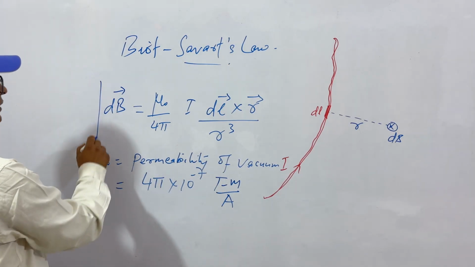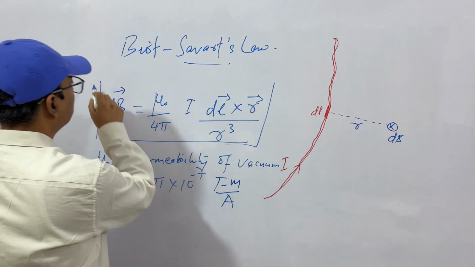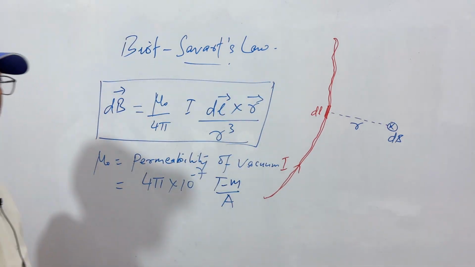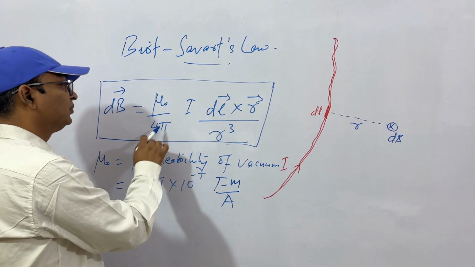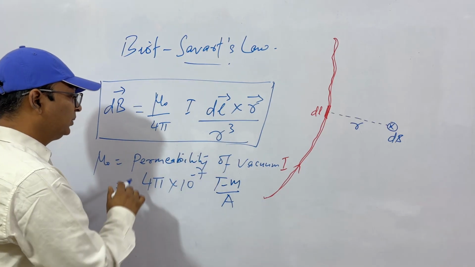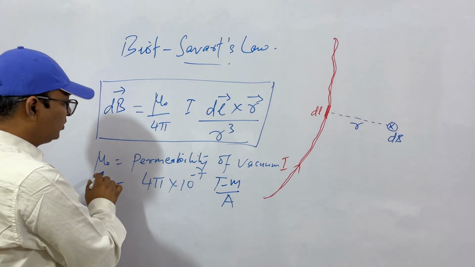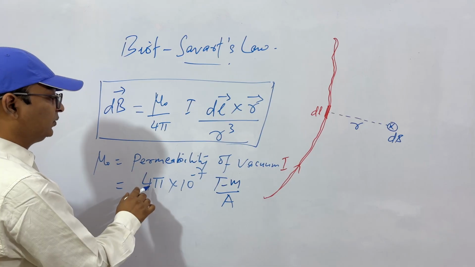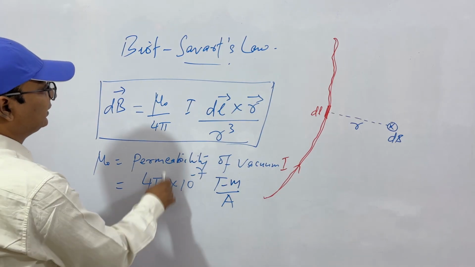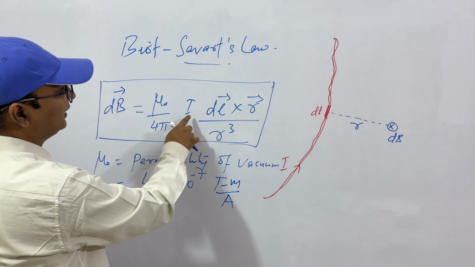So this is called Biot-Savart's law. dB is mu 0 by 4 pi I dl cross r by r cube, where mu 0 is the permeability of vacuum given as 4 pi 10 to the minus 7. So it's very easy, you just have to put 10 to the power minus 7 and then these values.